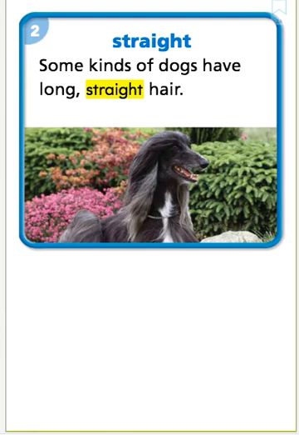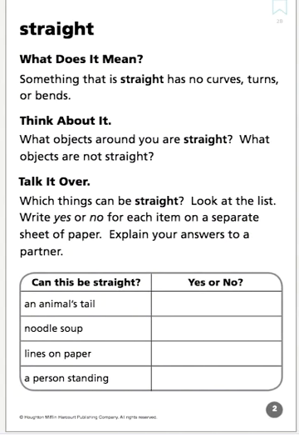Our next word is straight. Some kinds of dogs have long, straight hair. What does it mean? Something that is straight has no curves, turns, or bends. Think about it. What objects around you are straight? What objects are not straight?